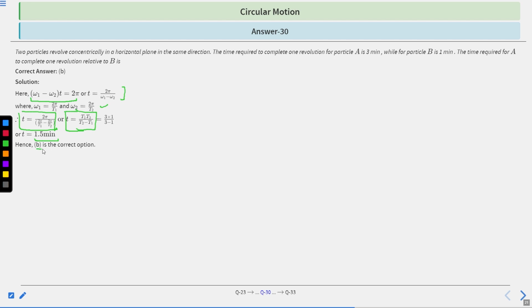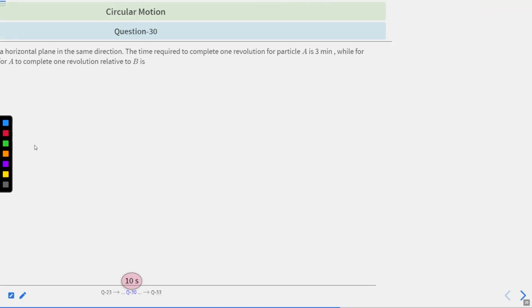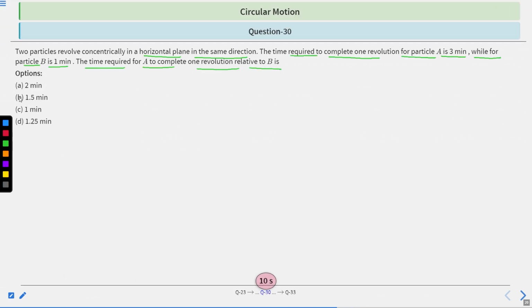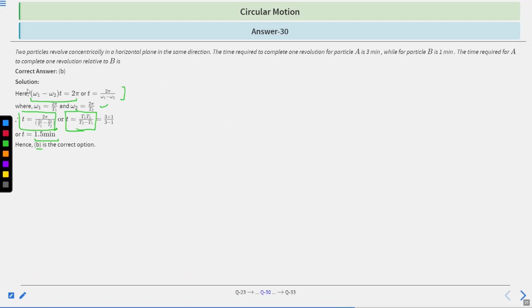So B option is correct, 1.5 minutes. Clear? Next question.